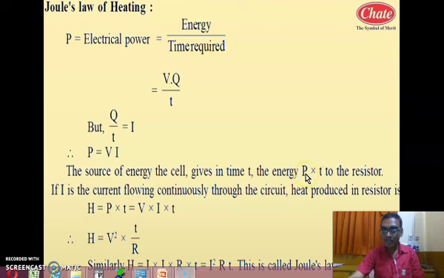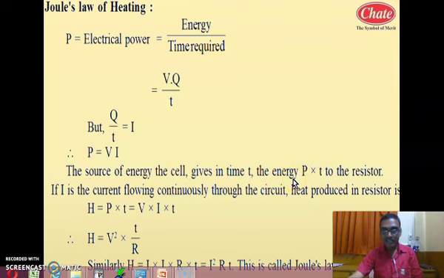It means the energy supplied by the cell is nothing but the power into time. So what is power? Power is measured in watt. Its unit is joule per second. So multiply by time, the seconds get cancelled, and the unit becomes joule. Joule is a unit of energy. So energy is power into time. This is another form of the energy equation, in terms of power and time.